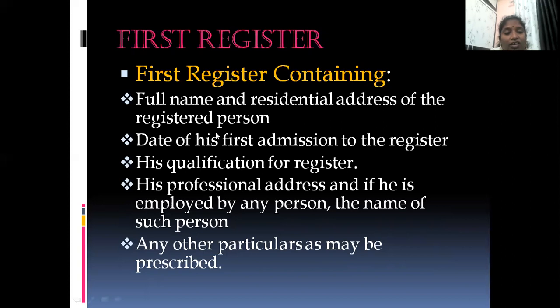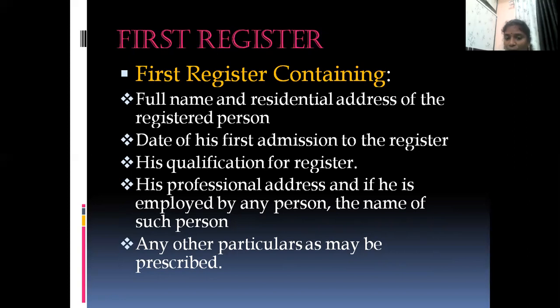Not only that, the date of his first admission to the register. So when he is admitted to this first register, that date also they will include, and his qualification, whether he qualified from the D pharmacy or the B pharmacy or the N pharmacy. So that qualification they will enter into this book. Okay, not only that, his professional address, and if he is employed by any person, the name of such persons also they will include.